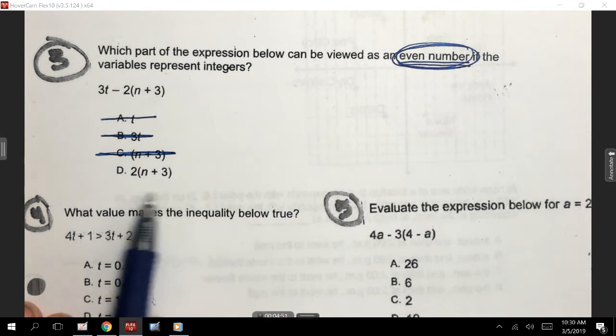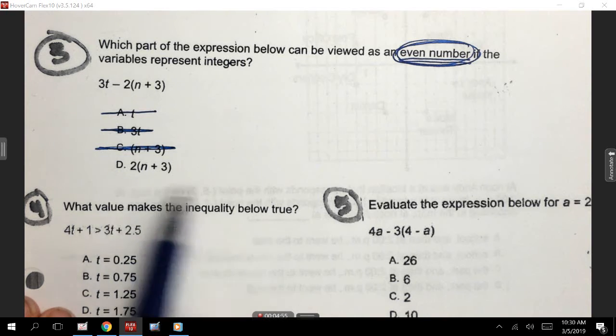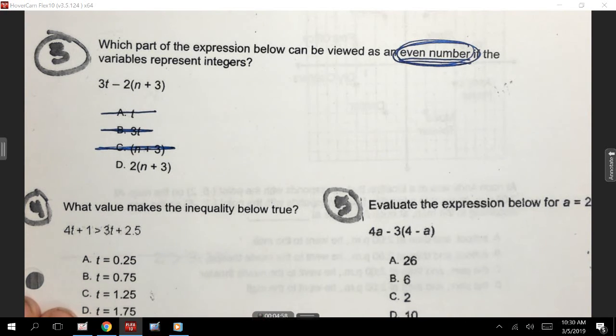That's not even, is it? All right. Let's look at D. So hopefully this one works because none of the other ones have. What do you see as different about D that might make this always be even? Kelsey?